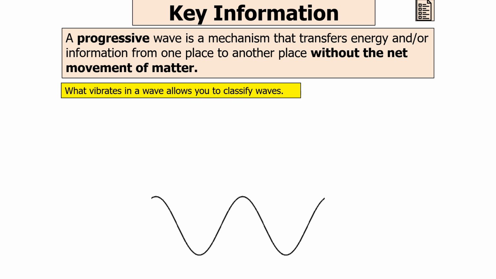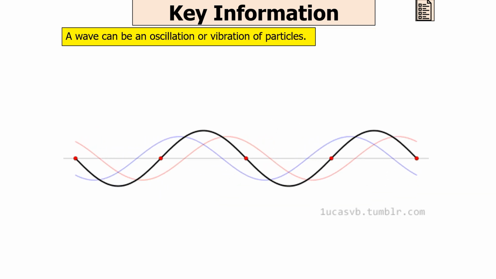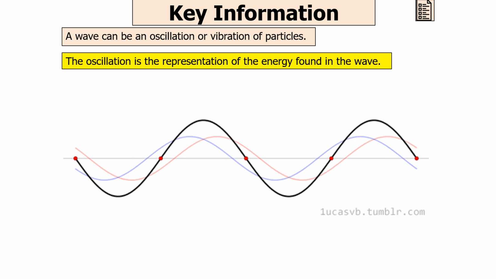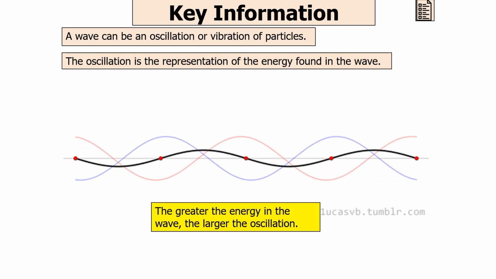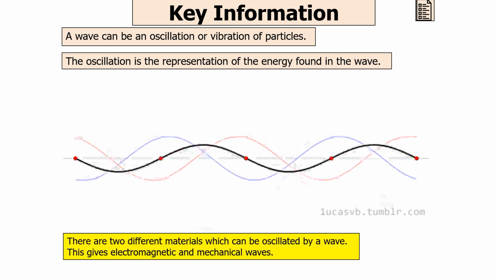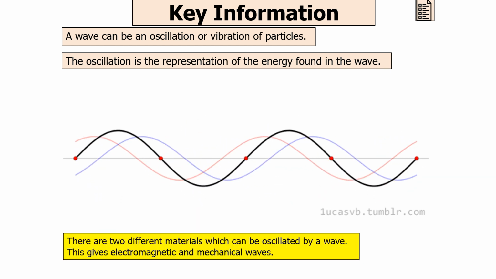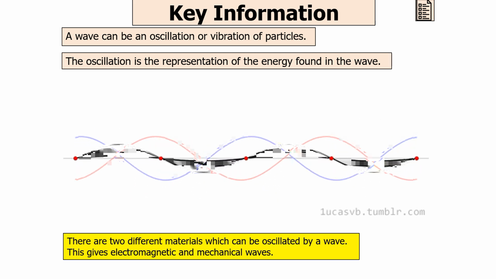So just to clarify, a wave can be an oscillation or vibration of particles. The oscillation is the representation of the energy found in the wave. The greater the energy in the wave, the larger the oscillation. Now there are two different materials which can be oscillated by a wave, which gives us electromagnetic and mechanical waves.